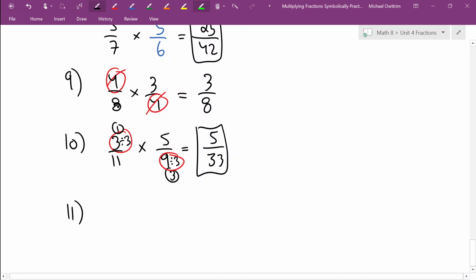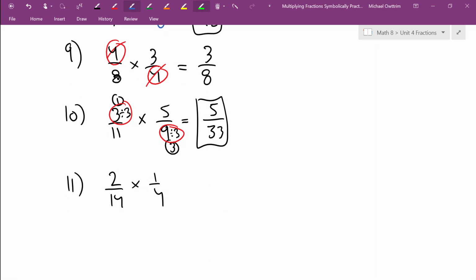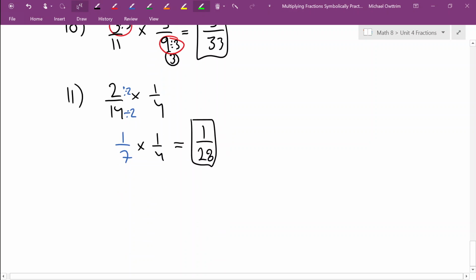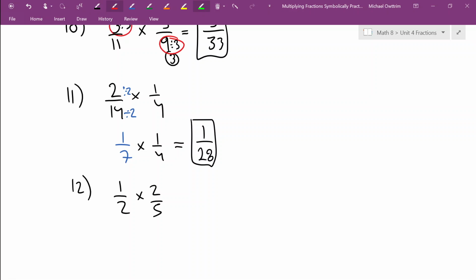Question 11. 2/14 times 1/4. I'm going to divide out here to simplify by dividing by 2. Gives me 1/7 times 1/4. 1 times 1 is 1. 7 times 4 is 28. Question 12. 1/2 times 2/5. Cancel your 2 on the top with your 2 on the bottom. Get 1/5.